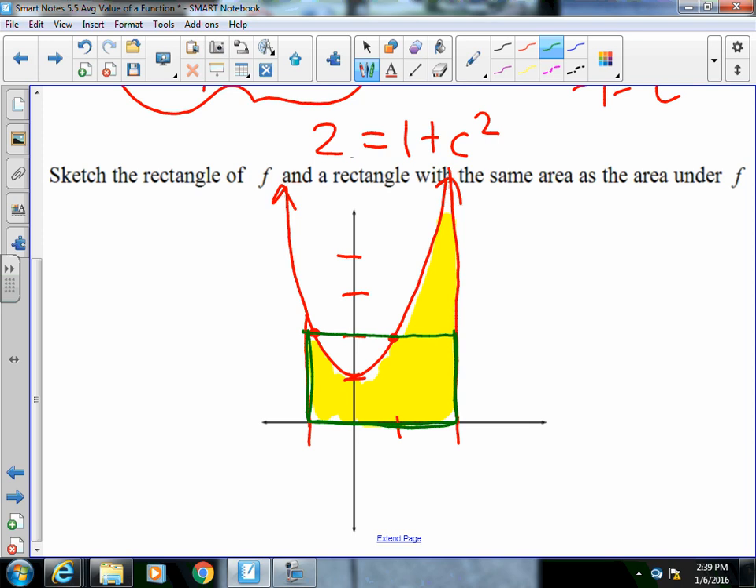So, this rectangle outlined in green, which I could highlight another color, has the same area as what was shaded in yellow. Some of that's disappeared now, but that's the general idea of the average value of a function and the mean value theorem for integrals. If you have questions, bring them to class tomorrow and we'll see what we can do.